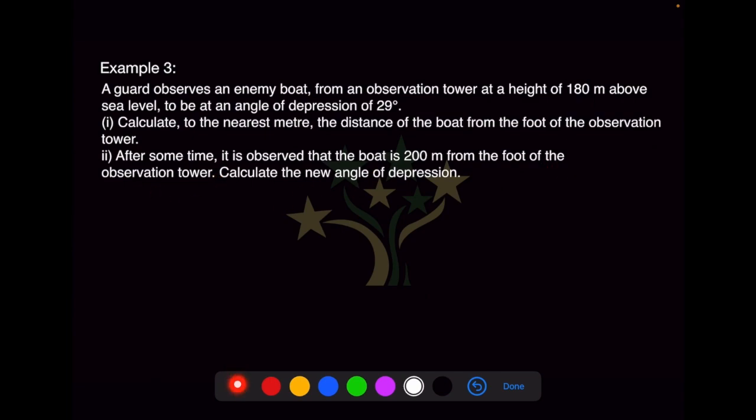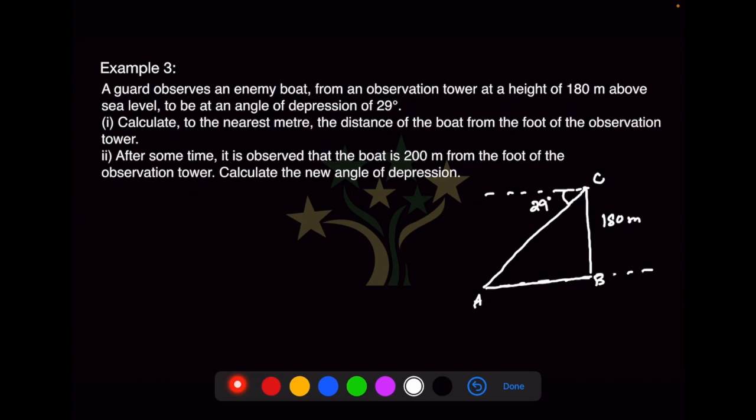Let's break the question. A guard observes an enemy boat from an observation tower. So the guard is in an observation tower. Let's say the position of the guard is C, at a height of 180 meters above sea level. So if this is the sea level, he is present at 180 meters above sea level. Angle of depression of a boat. Let's say the boat is at sea level. Here the angle of depression, this angle, is given as 29 degrees. We know that angle of depression DCA is equal to angle CAB. This is also 29 degrees.